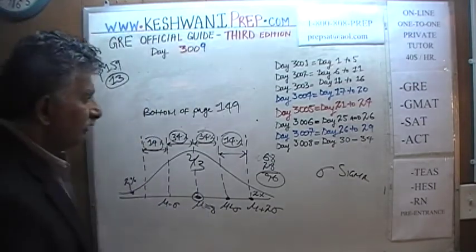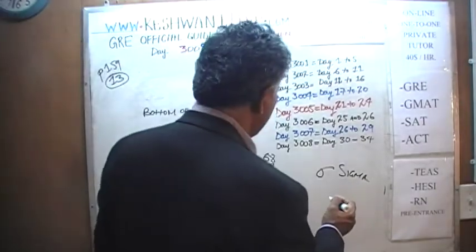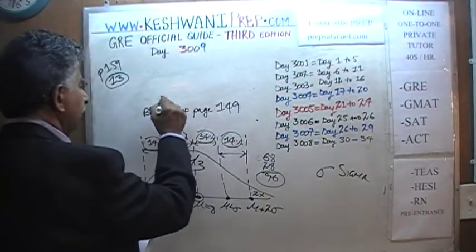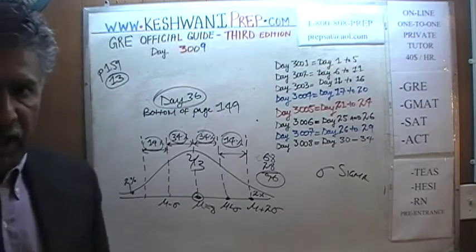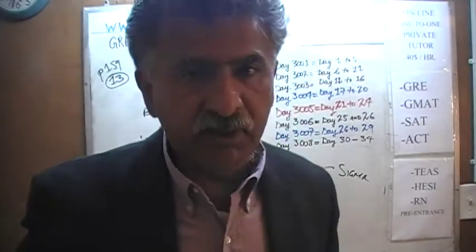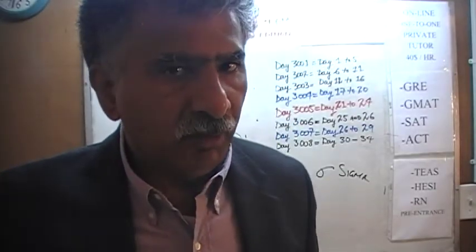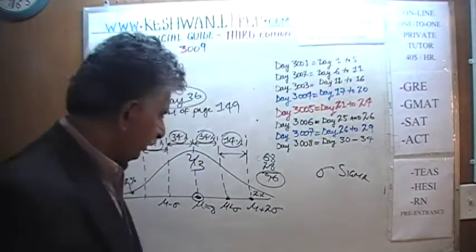And that is what we discussed in the original series on day number 36. If you type in GRE math day 36, you will see the title, and the title is "What is a normal distribution?" And that's what we talk about.